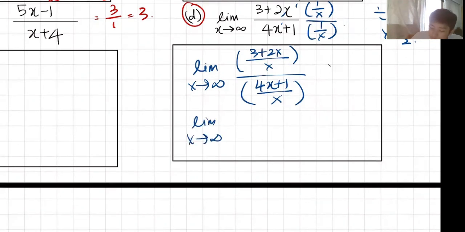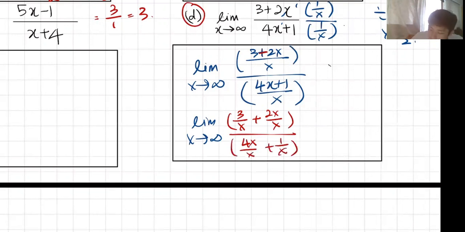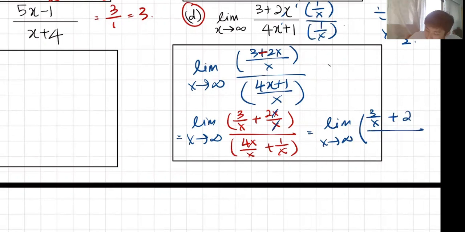Remember I told you, whenever you have plus on top, you can separate it into this one plus this one. You can separate it into 3 over x plus 2x over x, divided by 4x over x plus 1 over x. Okay, then what will this give you? The limit of x approaching infinity of, you can cancel certain things. 3 over x, you cannot do anything. Plus 2x over x, you can cancel the x because of multiplication between them, 2 times x divided by x. So I get 2 only, divided by 4x over x, can cancel the x because it's multiplication here. So I get 4 plus 1 over x.